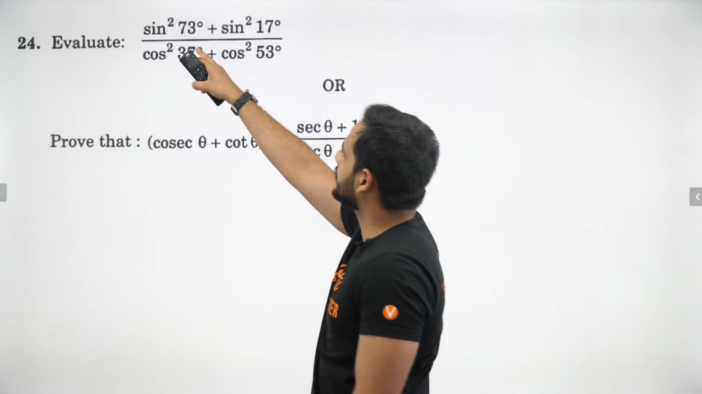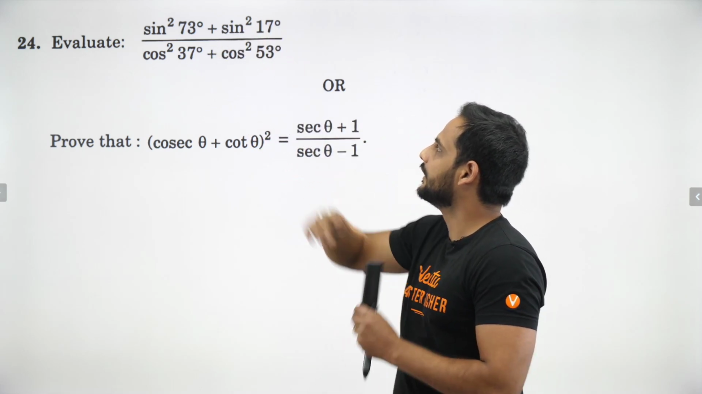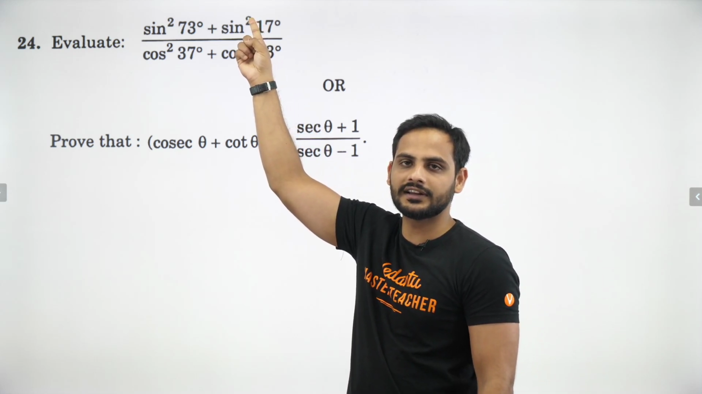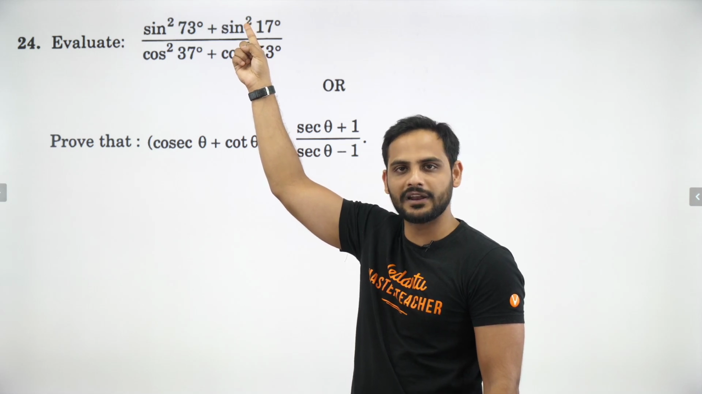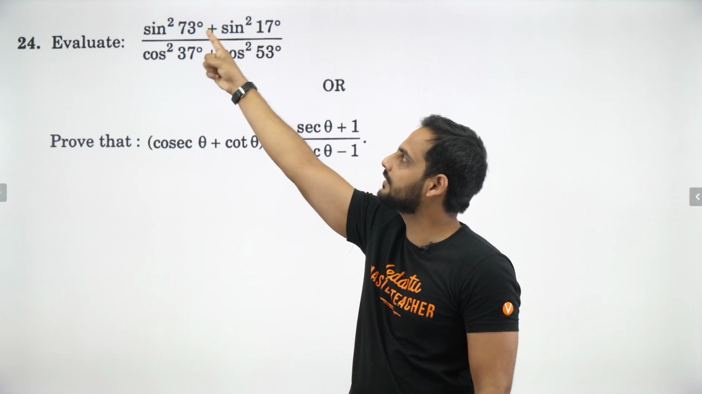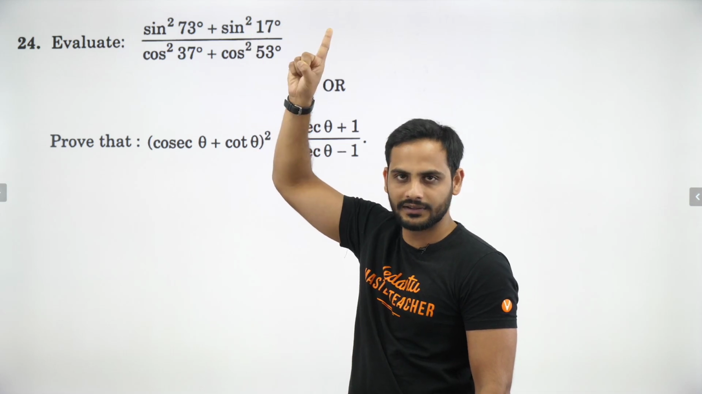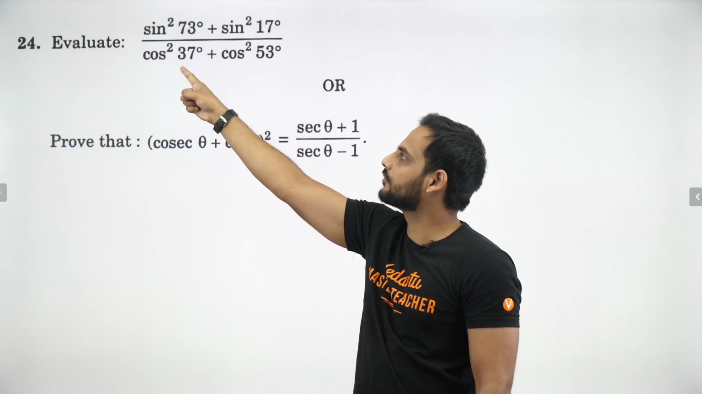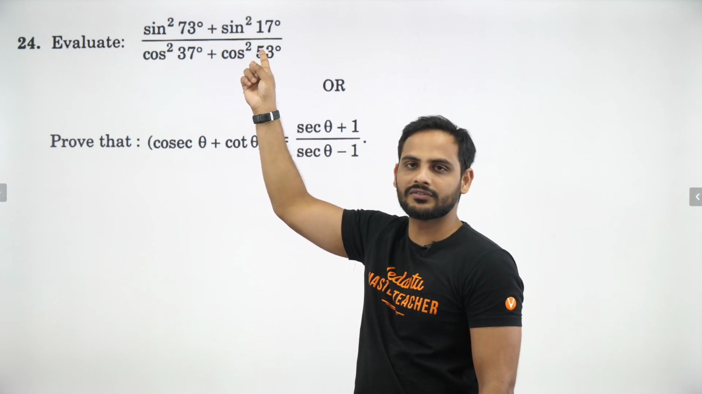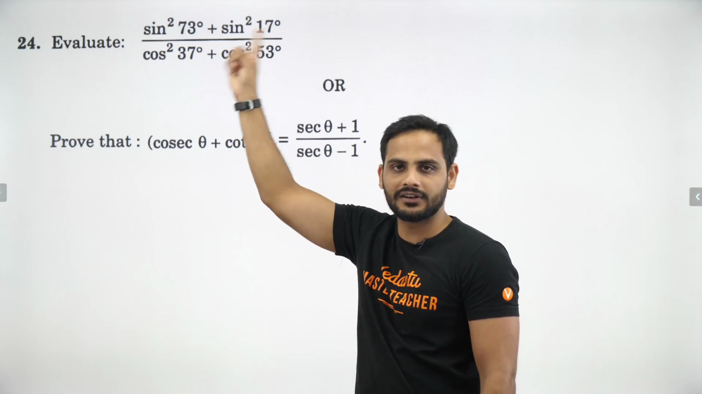Sin square 73 degree plus sin square 17 degree divided by cos square 37 degree plus cos square 53 degree. अब this sin square 17 degree, if I convert it into cos, sin theta converts to cos 90 minus theta. So cos 90 minus 17 is equal to 73. So this will become sin square 73 plus cos square 73, which is 1. Numerator is 1. Similarly, cos square 53 converts to sin square 90 minus 53, which is again 37. So the denominator is also 1, 1 by 1, the answer is 1.